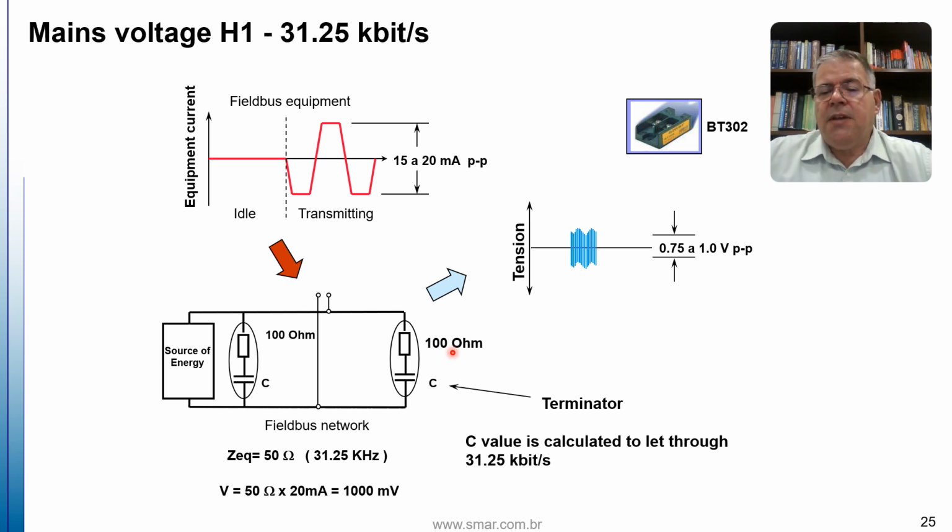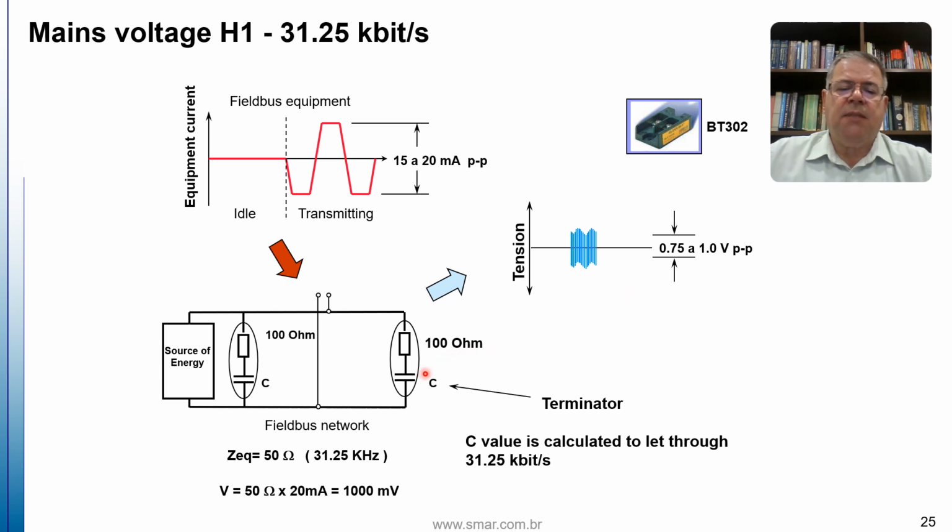If we measure the signal voltage, we will have a peak-to-peak voltage of 0.75 to 1 volt, peak-to-peak. This is the typical signal. This is the current being used. It is from 15 to 20 milliamps peak-to-peak, and a voltage of 0.75 to 1 volt peak to peak.